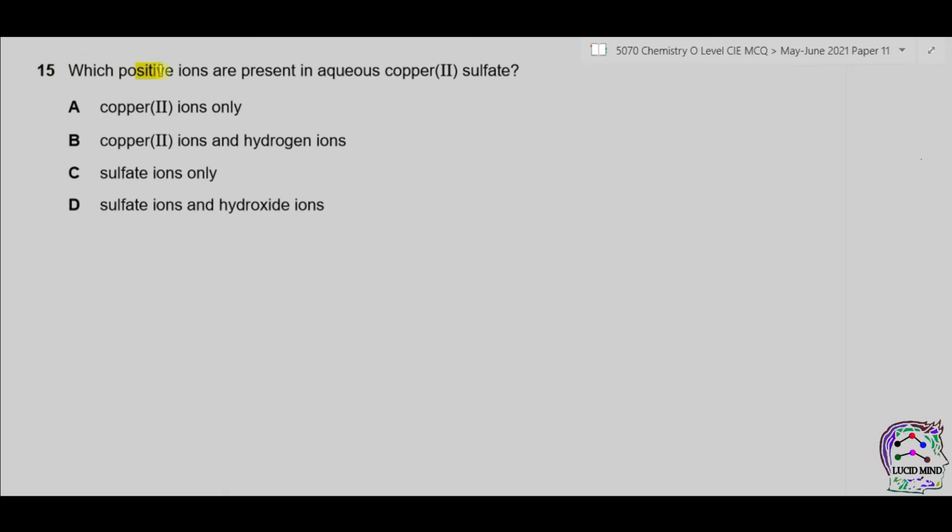Question 15. Which positive ions are present in aqueous copper 2 sulfate? We have aqueous copper 2 sulfate, which means we have water. In water, H plus and OH negative are present. In copper 2 sulfate, we have copper plus 2 ions that are present, and sulfate ions are also present. Now the positive ions are H positive and copper plus 2. Therefore, correct option is B.